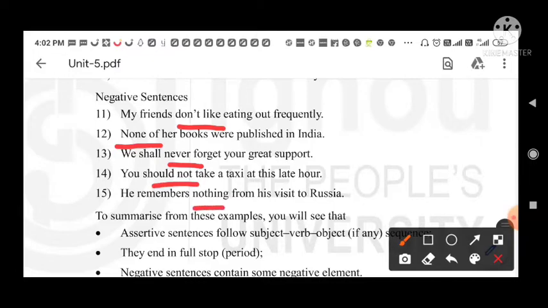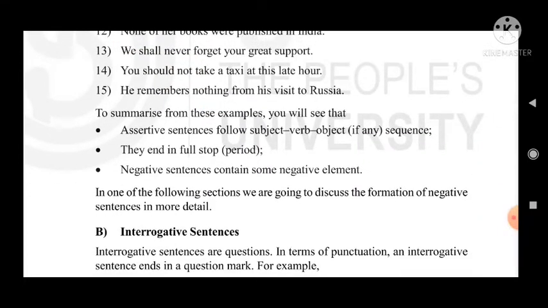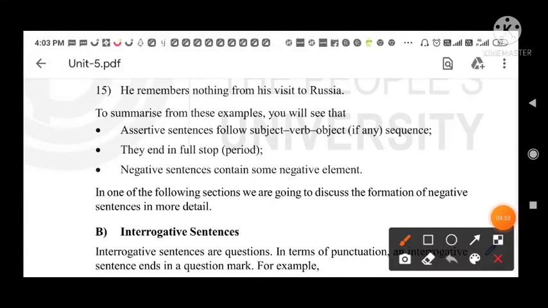Then to summarize from these examples, we will see that assertive sentences follow a subject, verb, object sequence and they end in a full stop. Negative sentences contain some negative element. So here it is very important: what does an assertive sentence contain and what does a negative sentence contain?